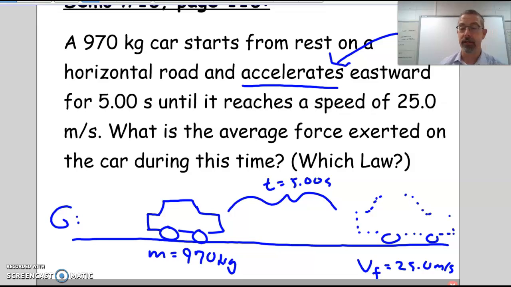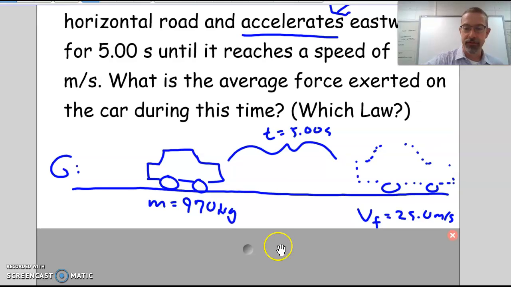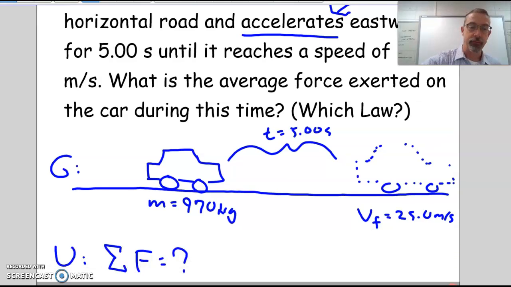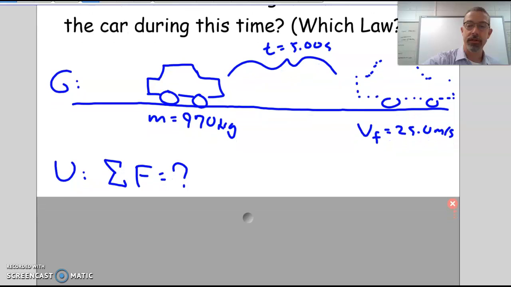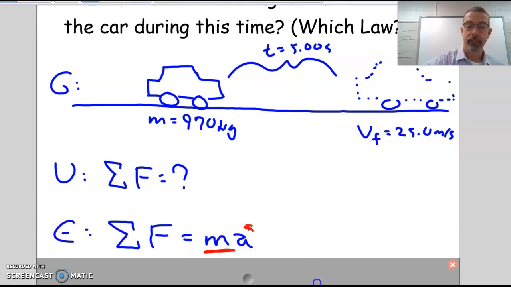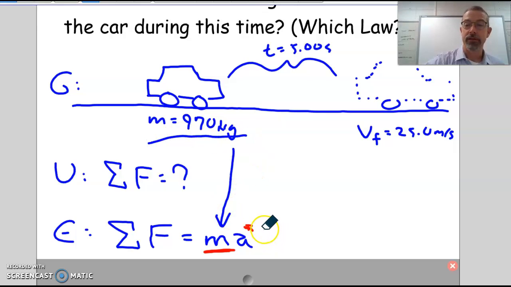We've got a 970 kilogram car. In 5 seconds, its final velocity is 25 meters per second. It takes 5 seconds to do that. So the very first thing we need to understand is that if we're looking for my net force here, my net force equals mass times acceleration. Thankfully, we already have our mass, but we need to determine our acceleration.